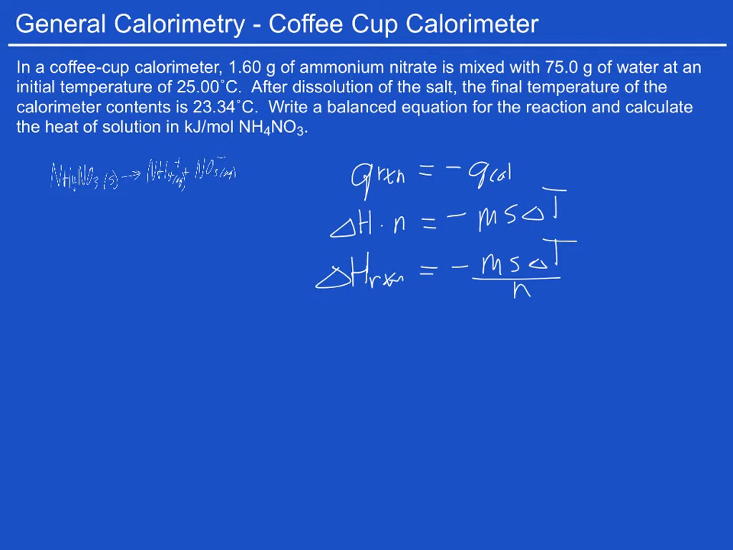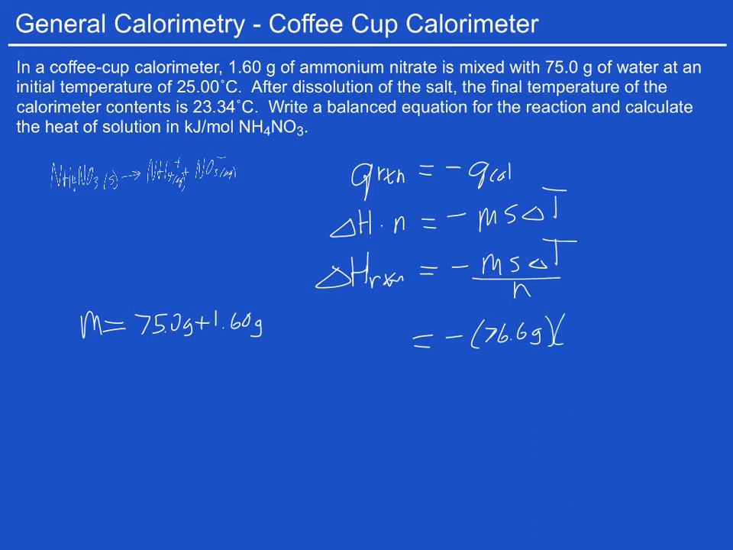So now what we need to do is plug in the various things. The mass is simply going to be equal to the total mass of that calorimeter solution, but keep in mind that it's the 75.0 grams of water plus the 1.6 grams of salt that we've added, because the overall mass of that solution will be those two together, so that's going to be 76.6 grams.